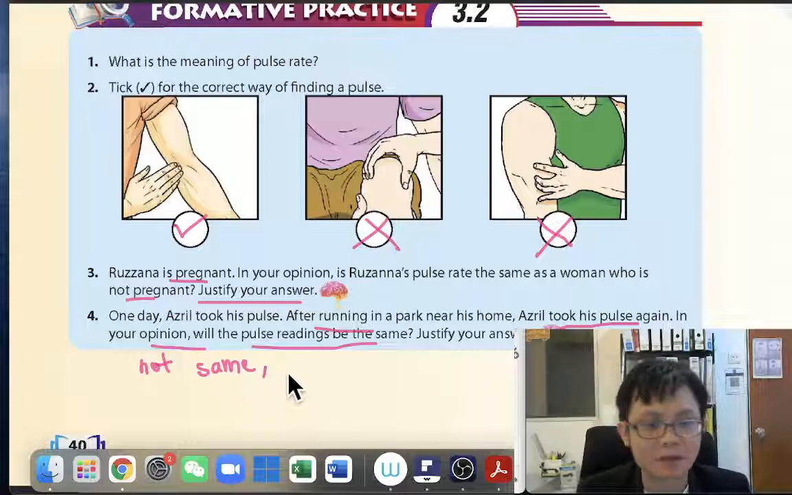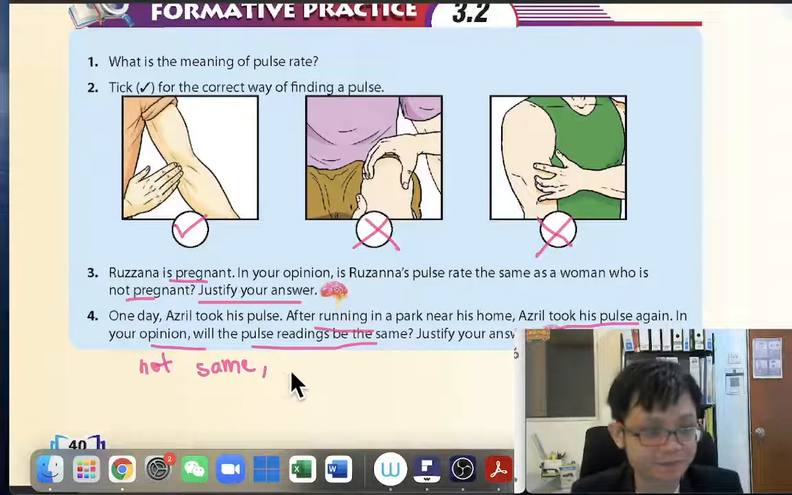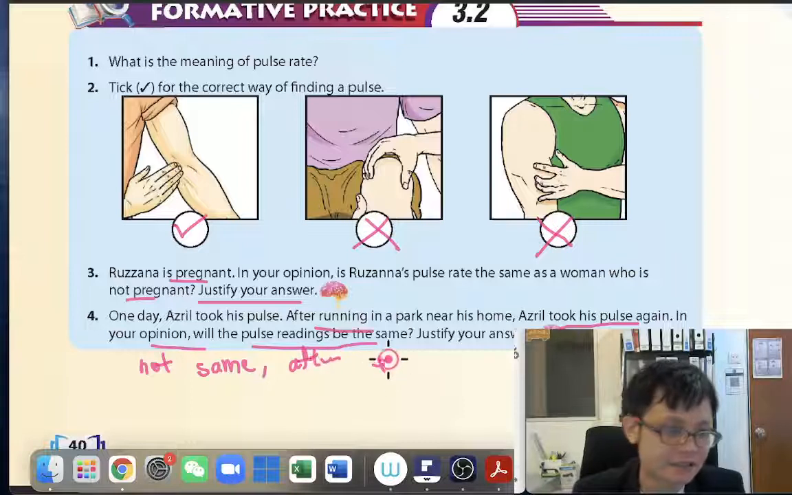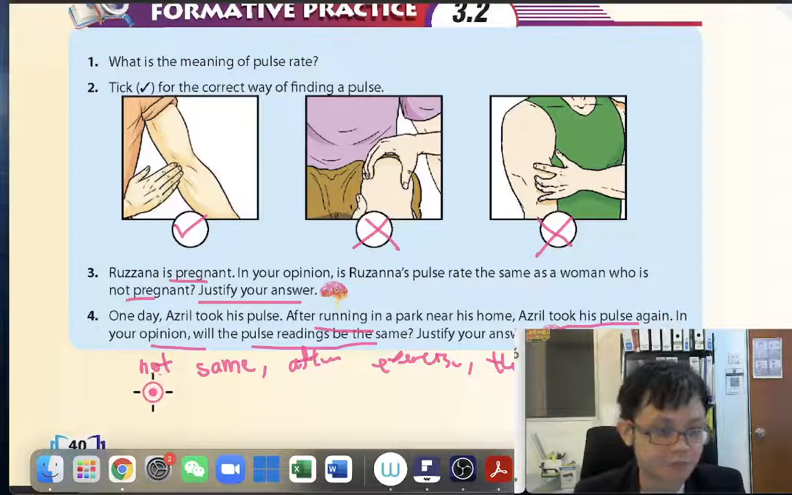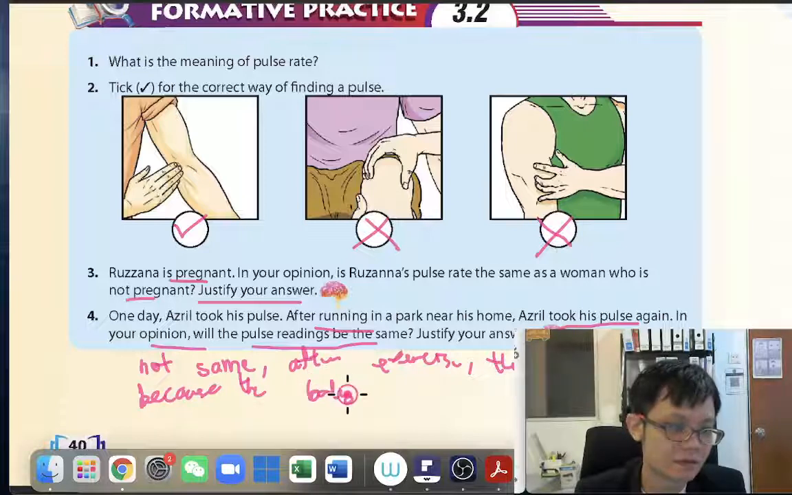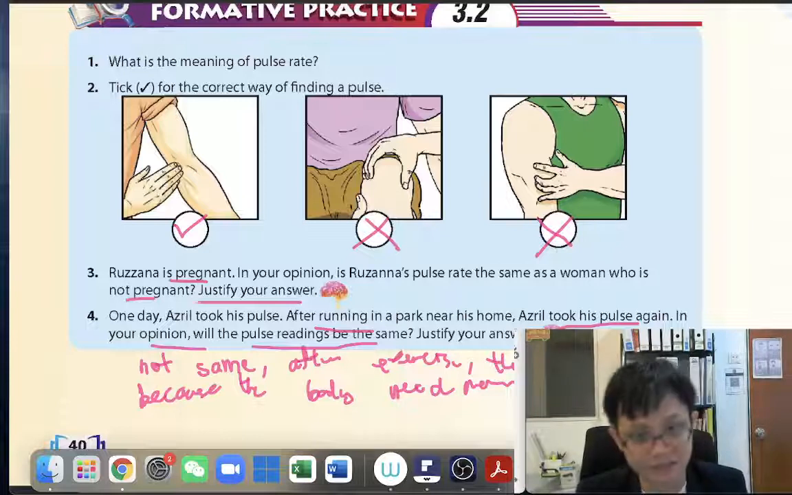Not the same, because after exercise, the pulse rate lah. I write the heart lah. The heart beats faster, or the pulse rate increases. Why? Because the body muscles need more oxygen. So I write longer lah. So the heart beats faster.